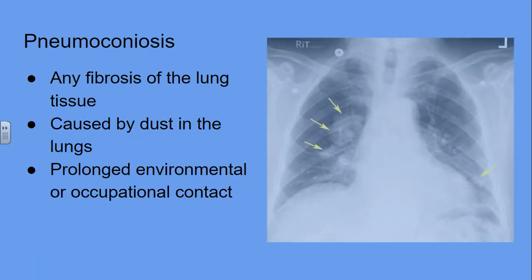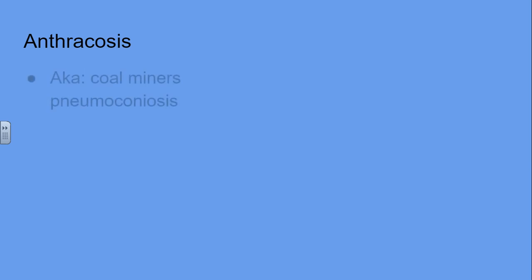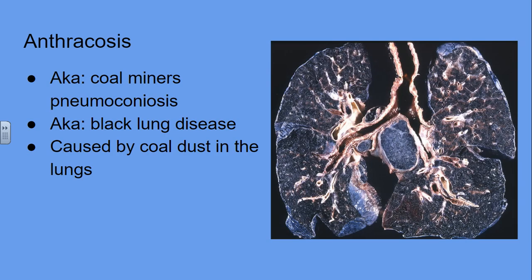So any sort of dust, like maybe they're a house cleaner and they don't wear a mask. They're constantly around some sort of dust. Carpenters, they have a lot of dust that gets kicked up from wood and everything. The next one was anthracosis. What's anthracosis? Black lung. So it's also known as coal miners' pneumoconiosis.